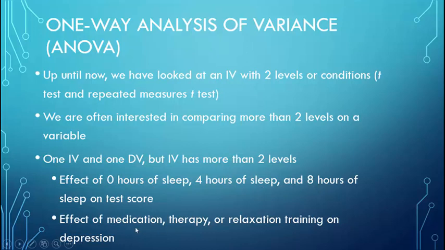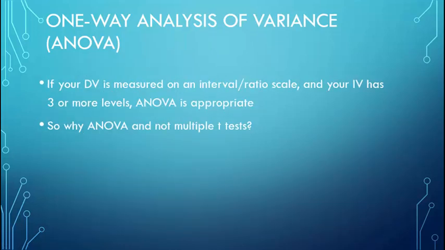Or if we're interested in what kind of therapy or treatment is most effective on symptoms of depression, we could use the levels of one group taking medication, one group doing therapy, and one group doing relaxation training, and then looking at symptoms of depression. So if you have one independent variable with 3 or more levels, and still only one dependent variable, you're doing an ANOVA. If your DV is measured on an interval ratio scale, meaning it's a number scale, and your IV has 3 or more levels, ANOVA is appropriate.